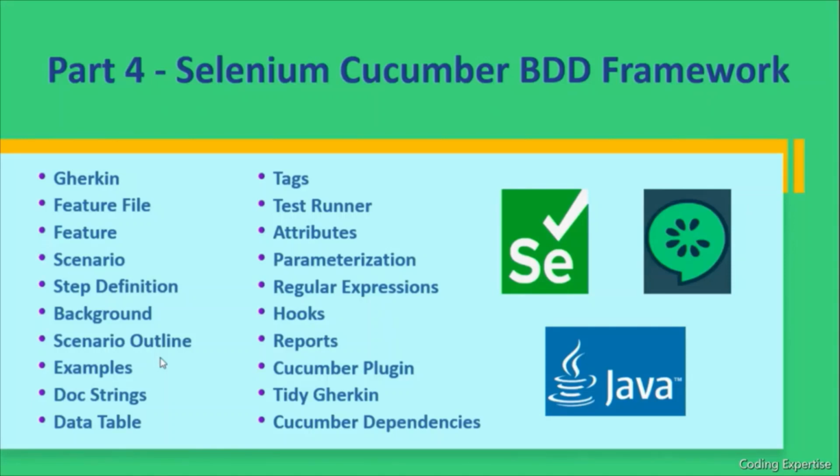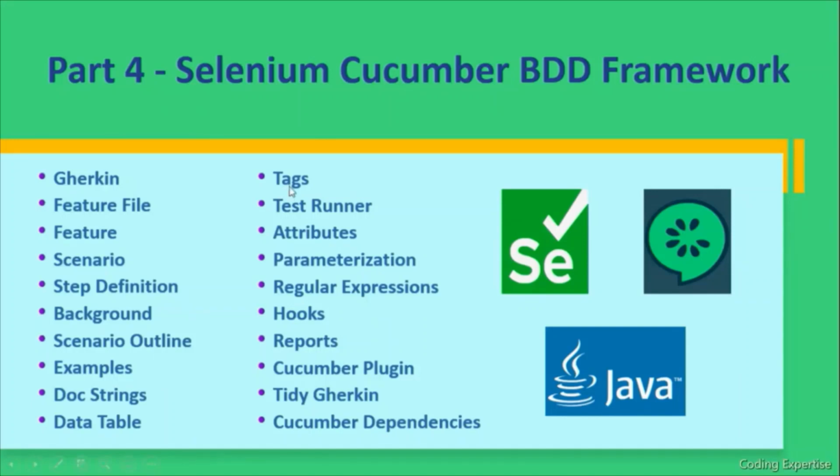Then comes the doc strings. It helps us to have plenty of text to enter in multiple lines. It should be written always inside triple quotes. Another important one is data table. It's actually a table that we can easily pass as an argument to an individual step. No keyword is required at all while using data table. When we use scenario outline, then we are supposed to use examples keyword. That is not the case with the data table.